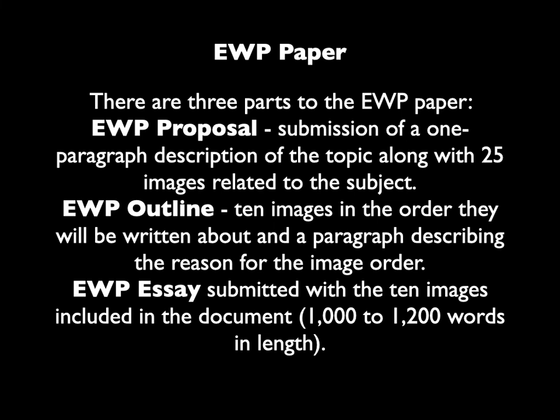There are 3 parts to this assignment. Midway through the class, we'll be doing a proposal. I'll give you a list of topics you can choose from, or you may have a topic of your own you want to write about. You'll give me a brief description of the topic you're going to write about, and then I want to see 25 images related to that subject. So you can show me a bunch of pictures you've found that show me the kinds of things that you're interested in talking about.